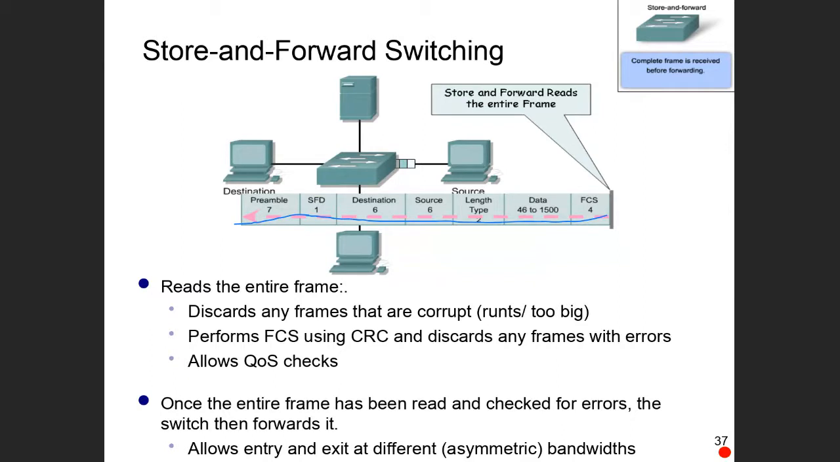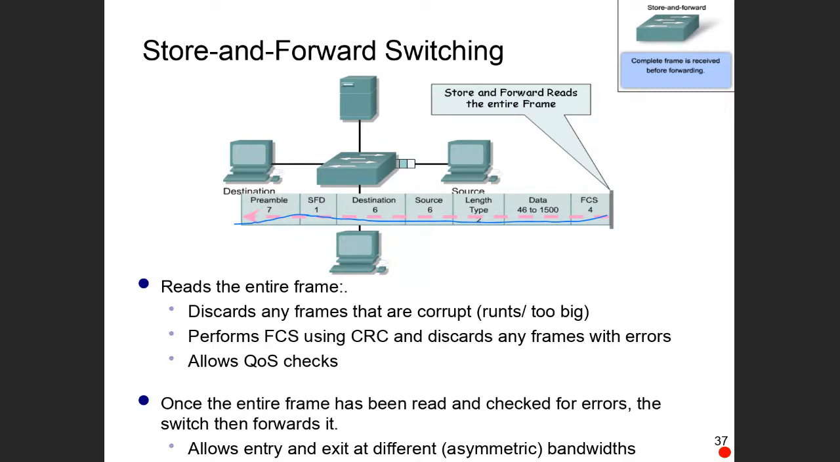Also, if we're doing any quality of service, like for example, voice over IP telephones that need to go to the head of the line, we can read the entire frame and do that quality of service processing. So once the entire frame has been read, it will forward it. And this is the only method we can use if there are different bandwidths.